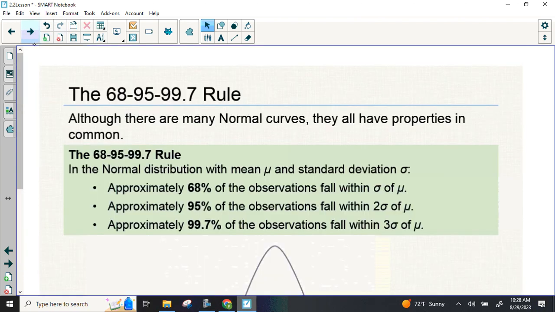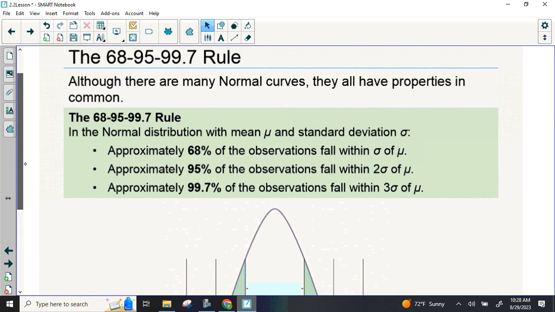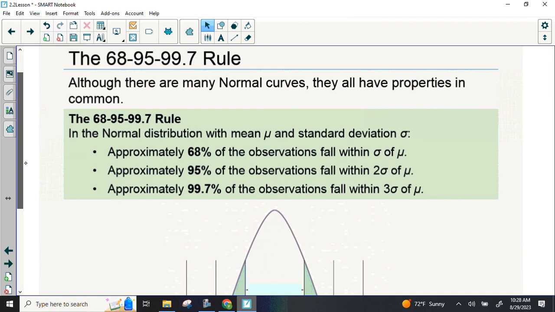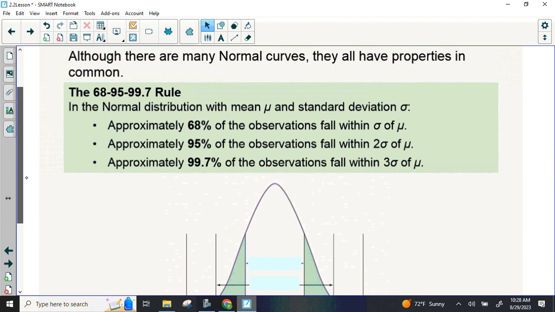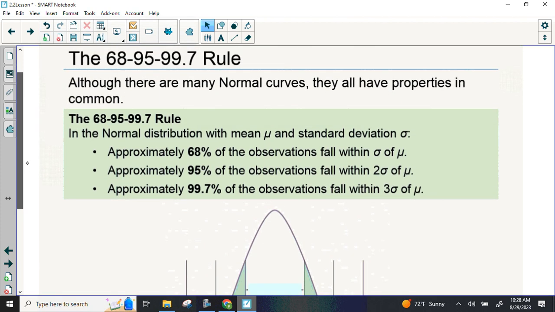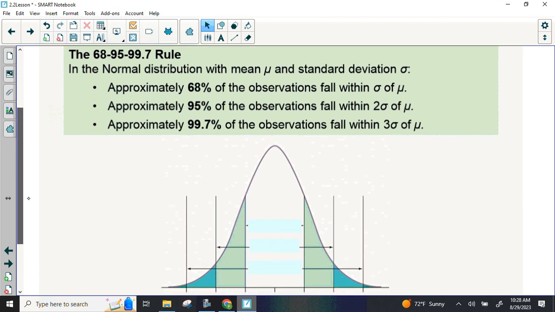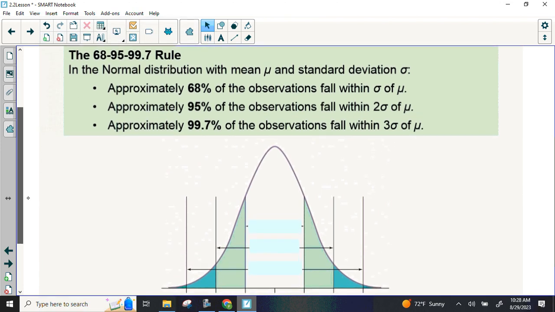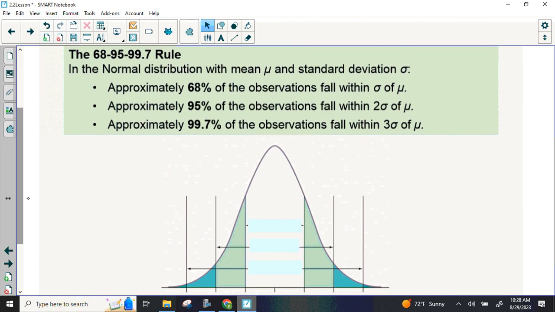All right, this here is a friend. This is the 68, 95, 99.7 rule. It turns out that in a normal distribution, 68% of the observations fall within one standard deviation of your mean. 95% fall within 2 standard deviations of your mean, and 99.7% of the data falls within 3 standard deviations of your mean. So on either side.